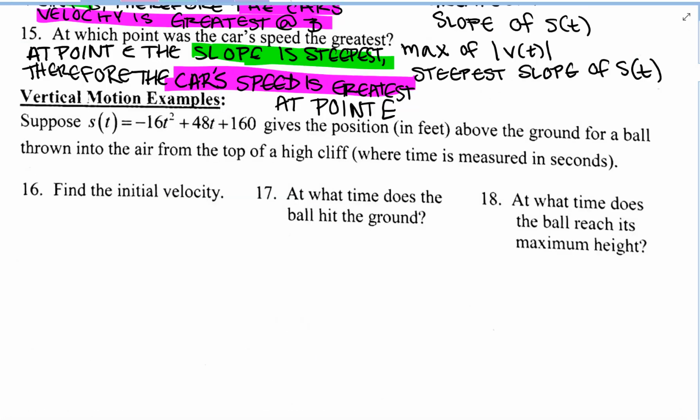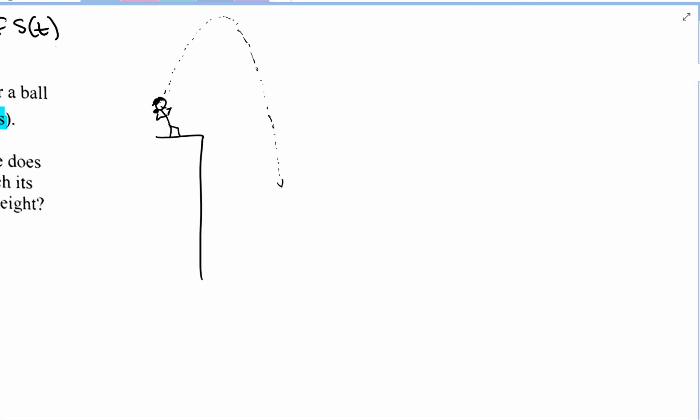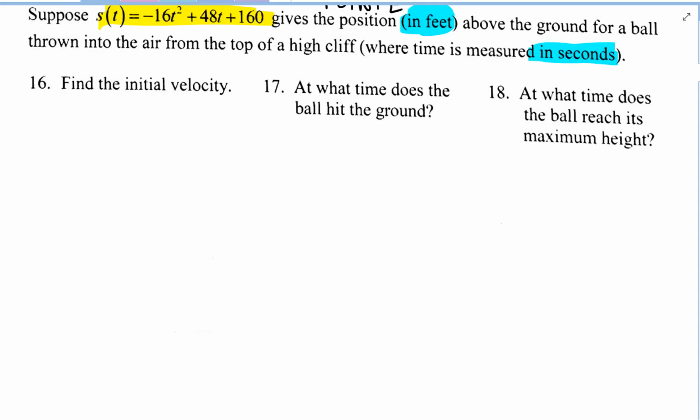Vertical motion. So suppose your position function is given here, and it gives the position in feet above the ground for a ball thrown into the air from the top of a cliff in time seconds. Here's my beautiful drawing of somebody throwing a ball up into the air over the cliff. Find the initial velocity. Initial velocity is the velocity after how many seconds? It's the initial one, so after 0 seconds have gone by.